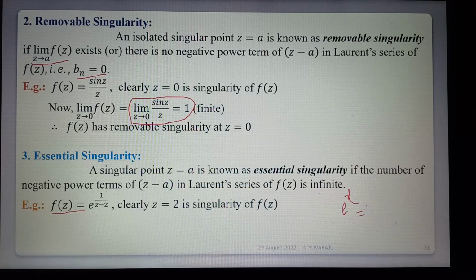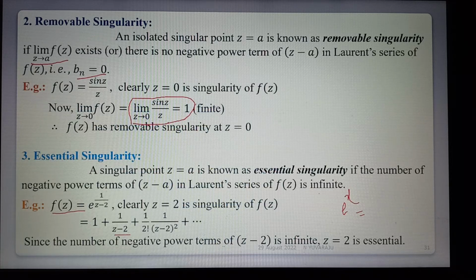What is the formula for e power x? 1 plus x plus x square by 2 factorial plus x cube by 3 factorial and so on. What is in the place of x here? 1 by z minus 2, so the power series goes up to infinity. So 1 plus 1 by z minus 2 plus (1 by z minus 2) whole square by 2 factorial and so on. Here z minus a, with a is equal to 2, means z minus 2 to the power minus 1, so these are negative powers. All the negative powers of z minus 2 go up to infinity. Therefore z is equal to 2 is an essential singularity of f of z. Since the number of negative powers of z minus 2 is infinite, z is equal to 2 is essential.